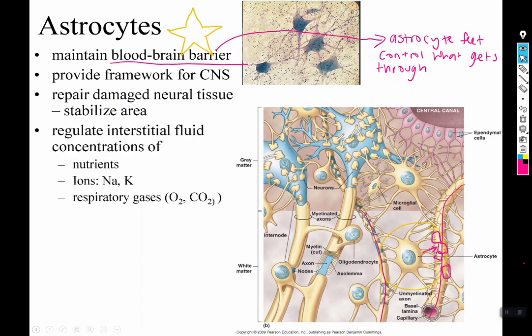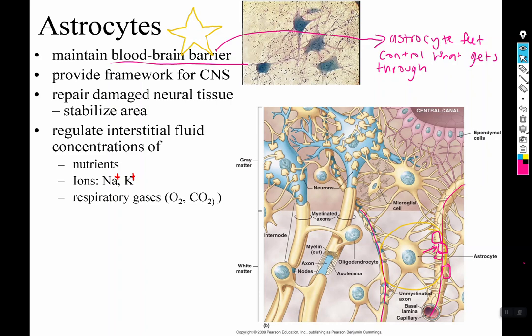And by their work with the blood-brain barrier and their control of what gets across, basically they're just going to regulate the concentration of things like nutrients, amino acids, glucose, ions. So these are cations. And also respiratory gases like carbon dioxide and oxygen. So they have a huge role in the health and well-being of your central nervous system.